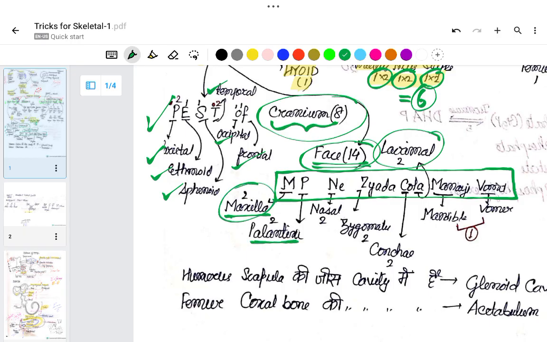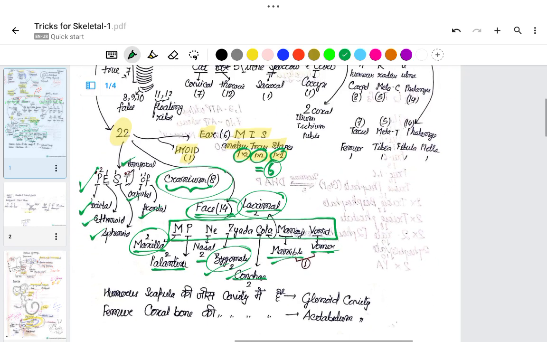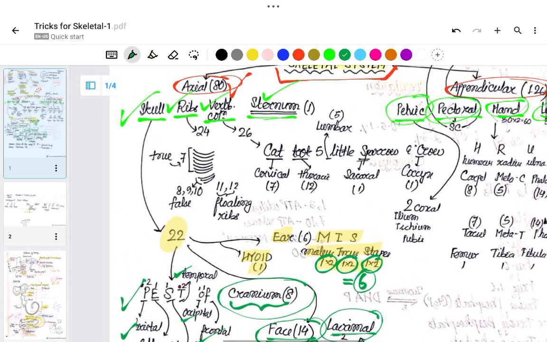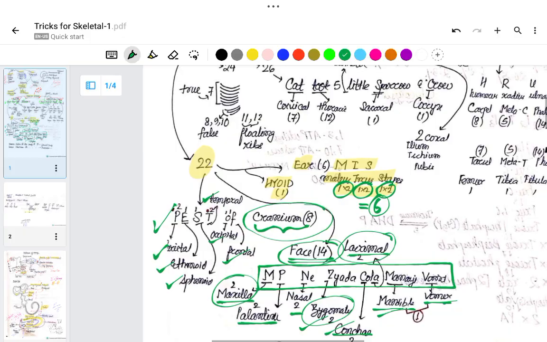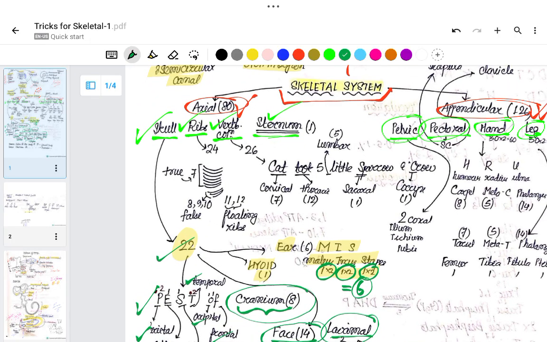Then is the palatine bone, nasal bone. Then is zygomatic, concha, inferior concha, superior concha, lacrimal bones, mandible, and the vomer. So 2 maxilla, 2 palatine, 2 nasal, zygomatic, concha, mandible, vomer. We are done with the muscles of head and the skull.